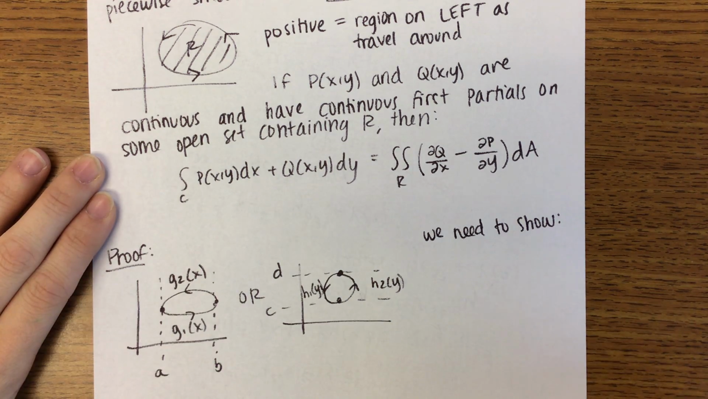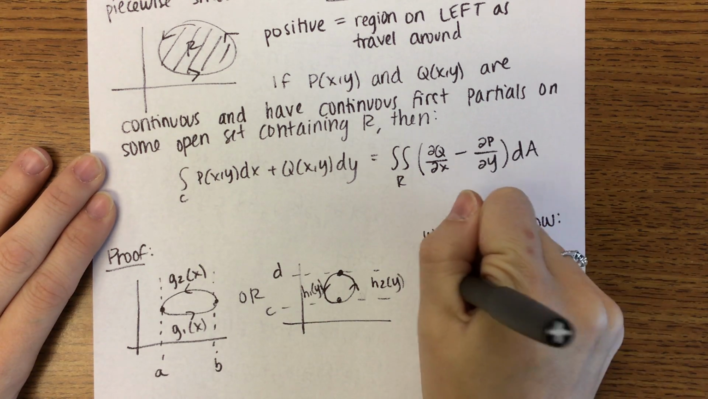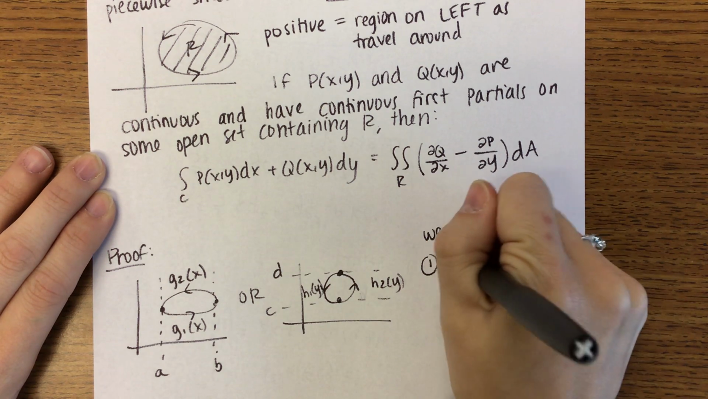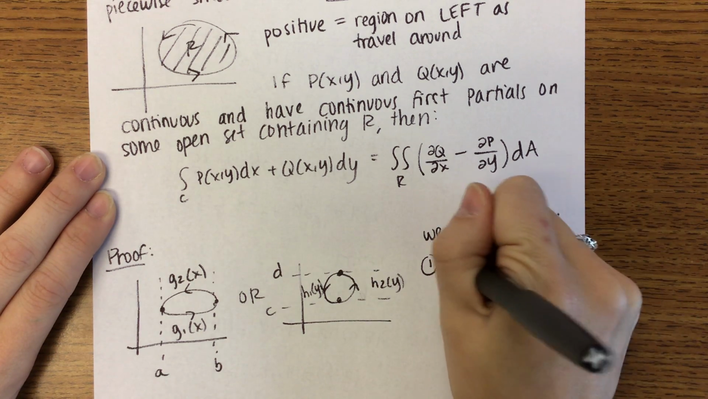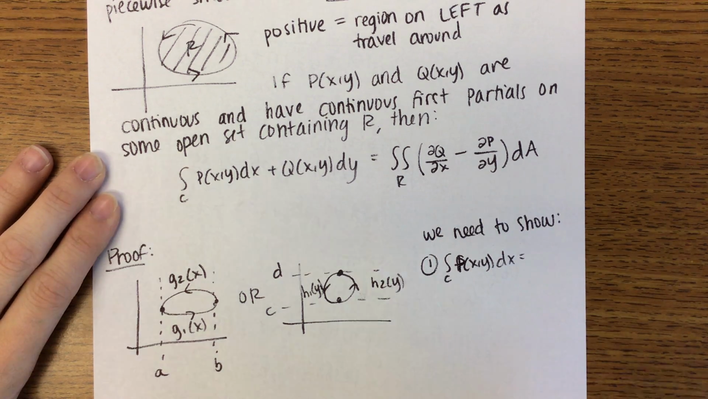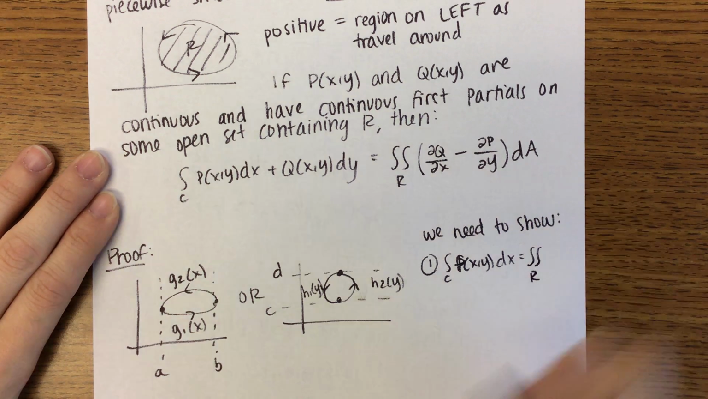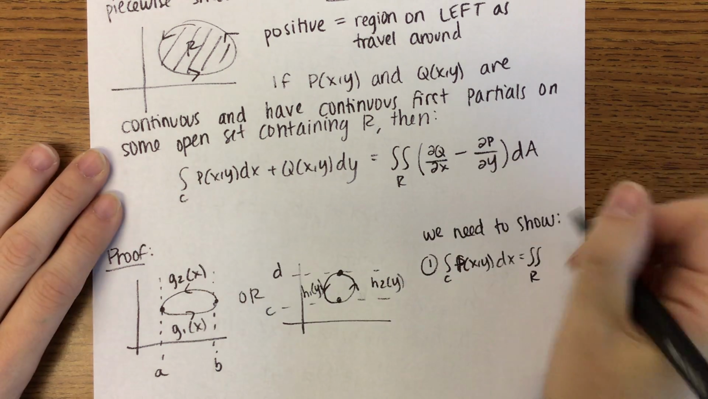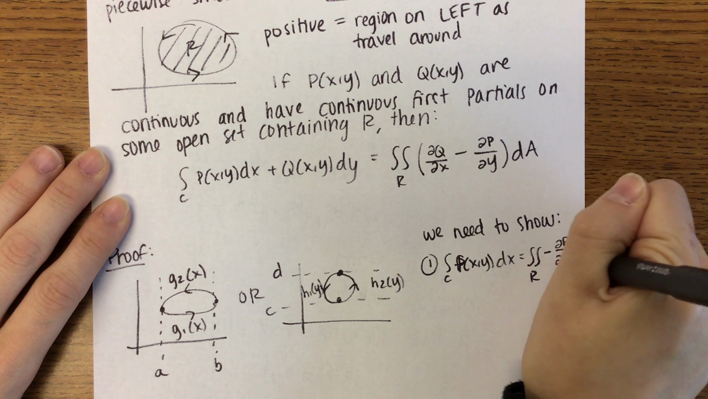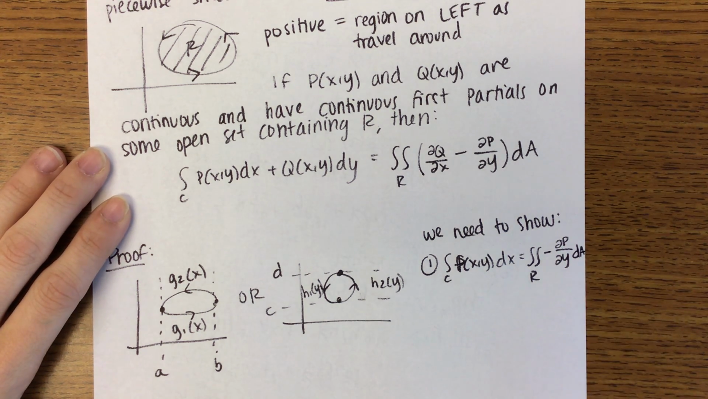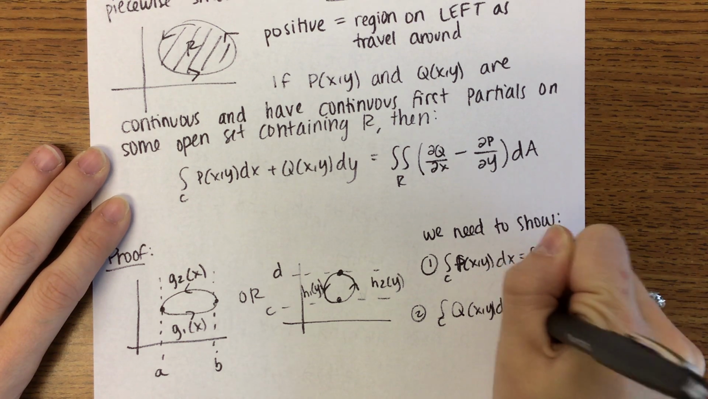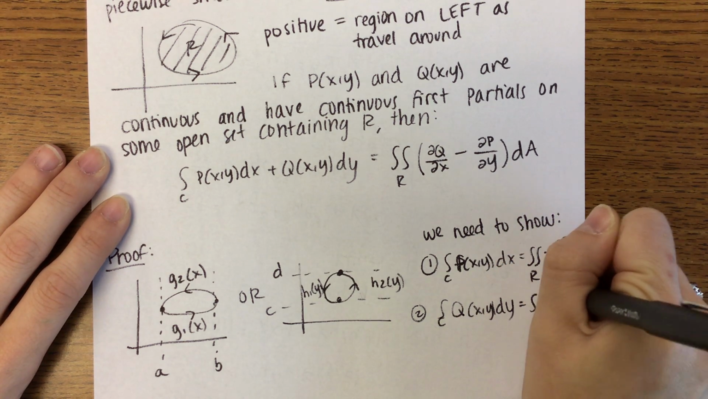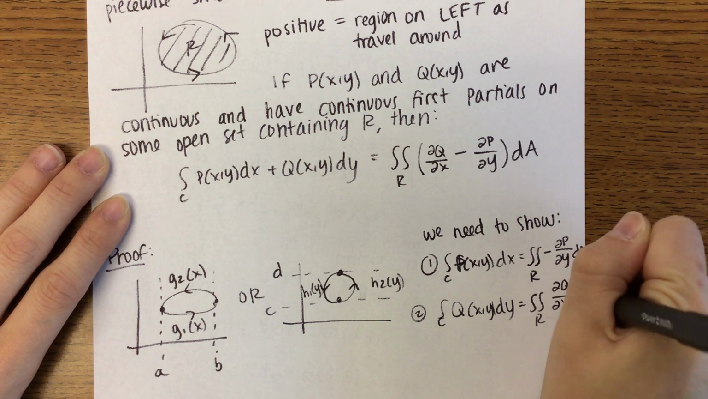Ultimately, we need to show the following. First, we need to show that the line integral of P of x,y dx is equal to the double integral over the region R of the opposite of the partial of P with respect to y dA. We also need to show that the line integral of Q of x,y dy is equal to the double integral over the region R of the partial of Q with respect to x dA.